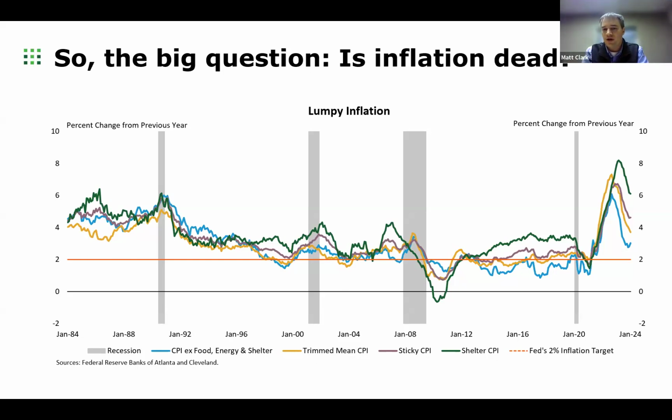Shelter, that green line, or rent, has been in the news a lot. It's been probably the stickiest of all of these inflation metrics. It's come down some, but still, it's been a very slow movement.